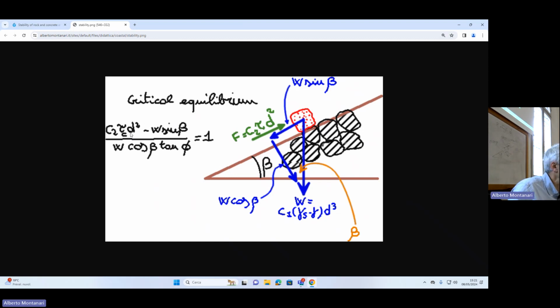It is correct that we identify it with tau C, because this is a generic tau. But here is the tau that is such that an even smaller increase of tau moves the boulder. Minus W sin beta, which is the component, the blue one here, of the self-weight aligned with the side. And then we put at the denominator what? We put here the stabilizing force, which is W cos beta, multiplied by the tangent of the friction angle phi.